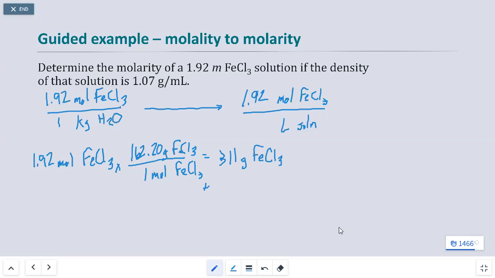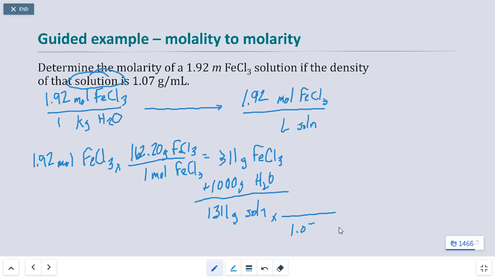If I add that to 1,000 grams of water, because again, that's what a kilogram is, that would give me 1,311 grams of solution. Now that I have grams of solution, I can use density, because this is the density of the solution, to figure out how many milliliters and then how many liters there are.